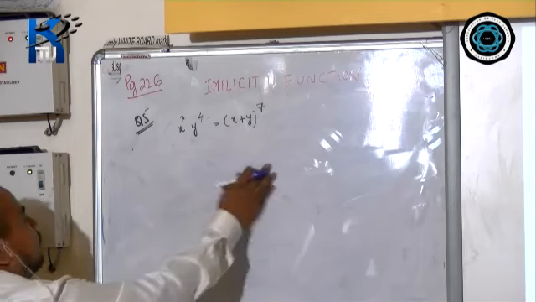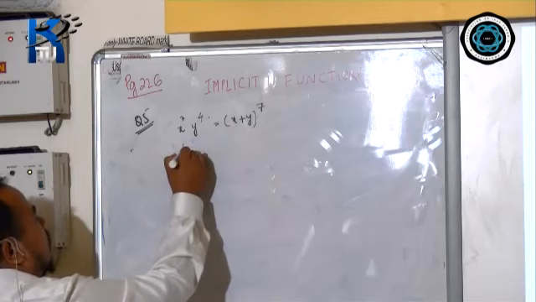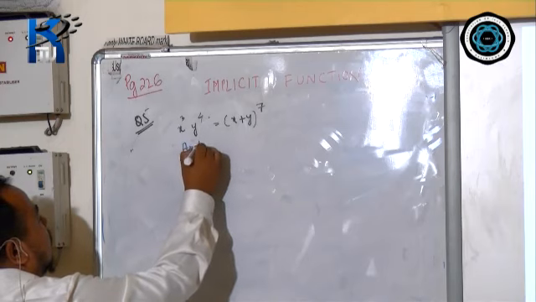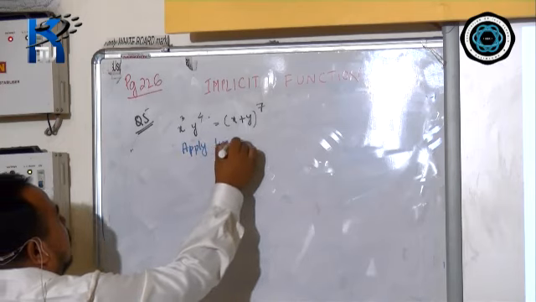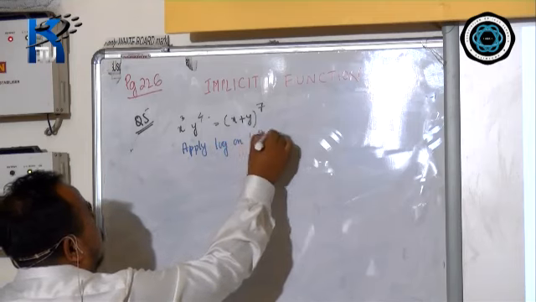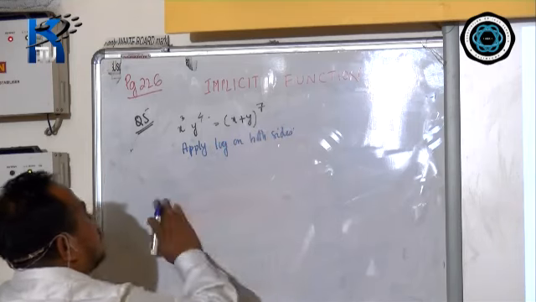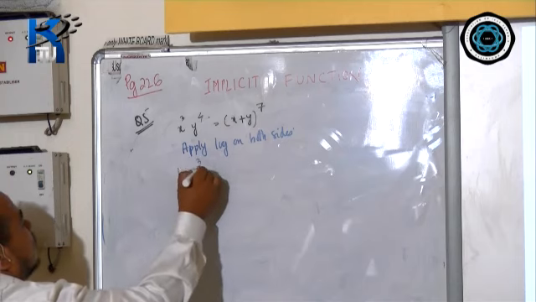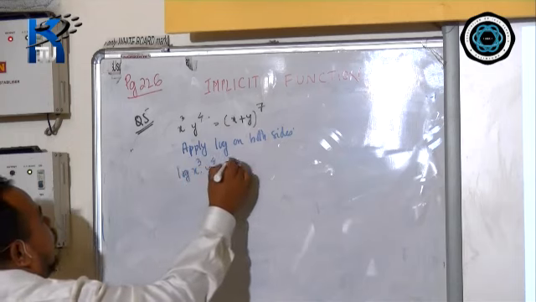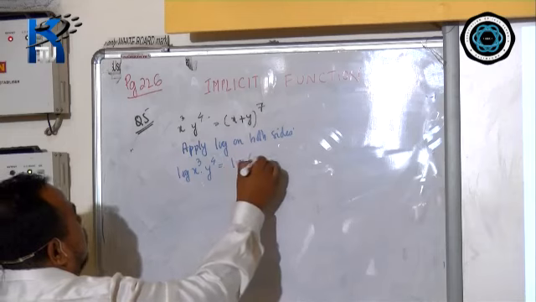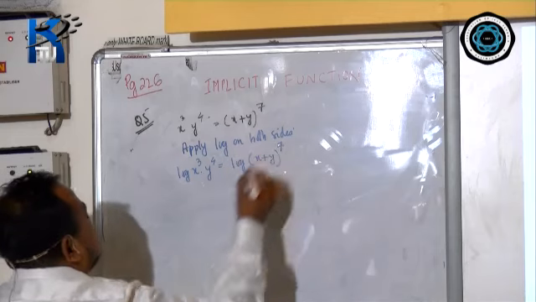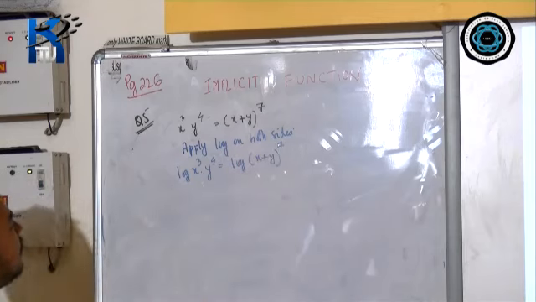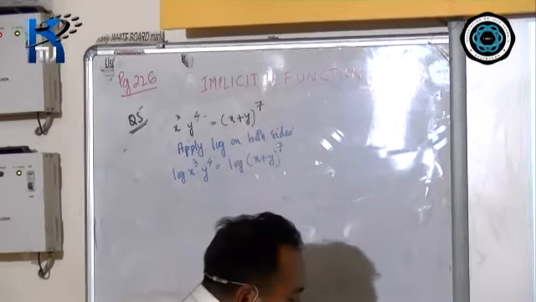So, just see. Applying log on both sides. So when you apply log on both sides, what do you get? Log of x cube dot y to the power 4 equal to log of x plus y whole to the power 7. Next, don't you see a multiplication sign out here?